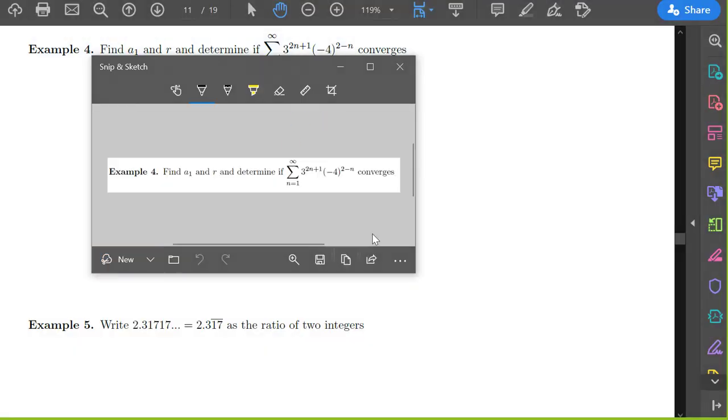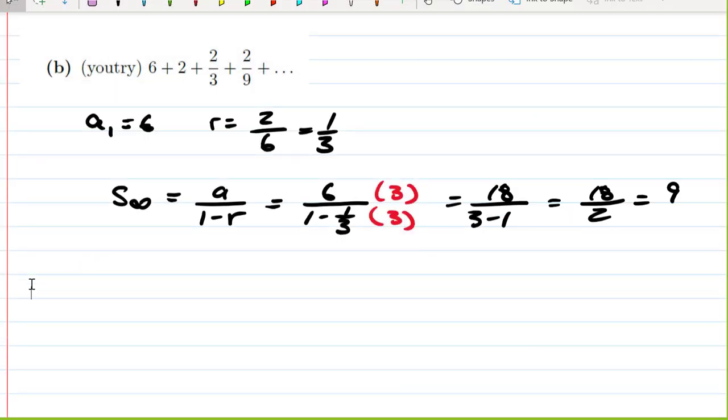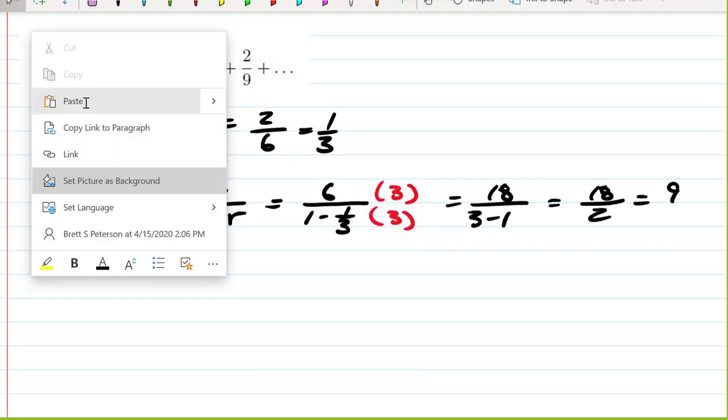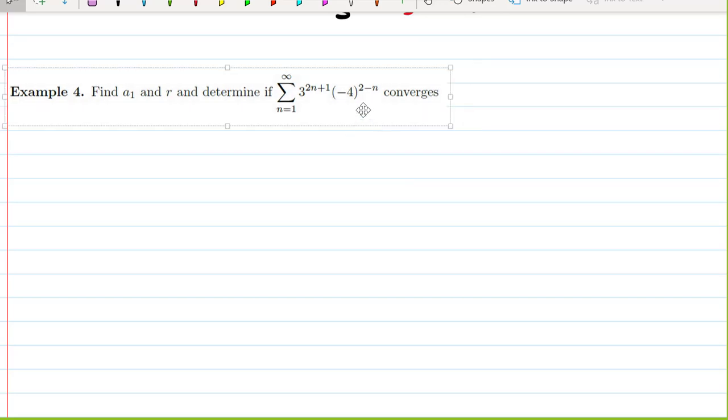We want to determine A1 and R and determine if this series converges. So at first glance, this kind of looks like a mess, right?